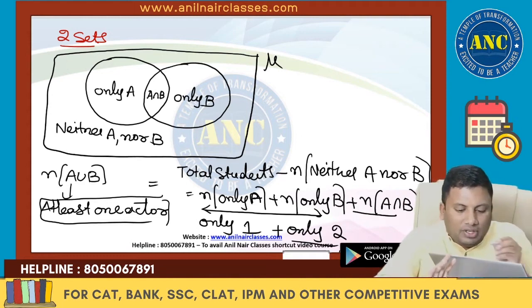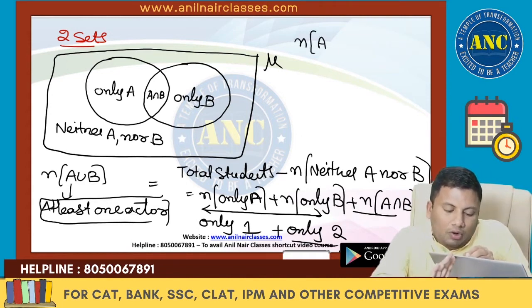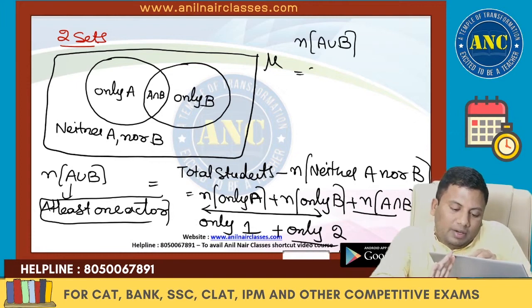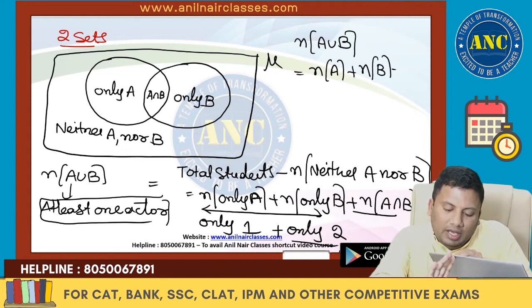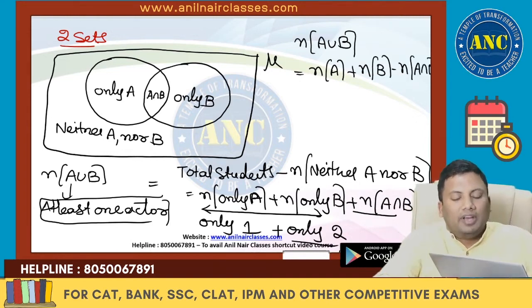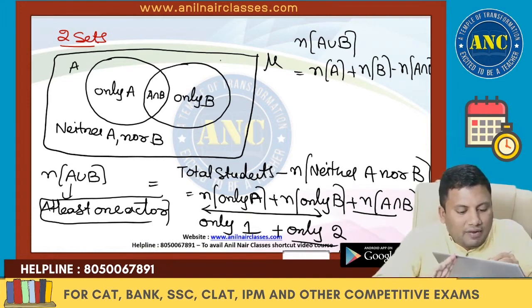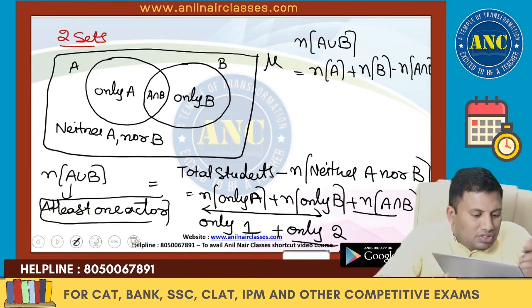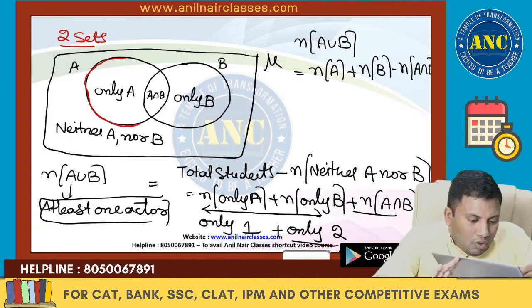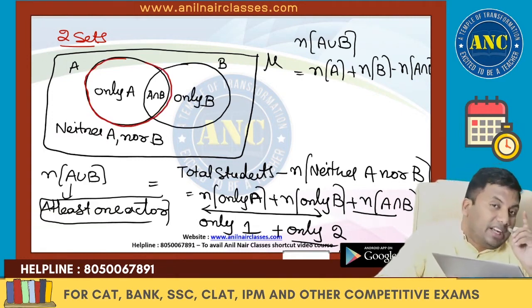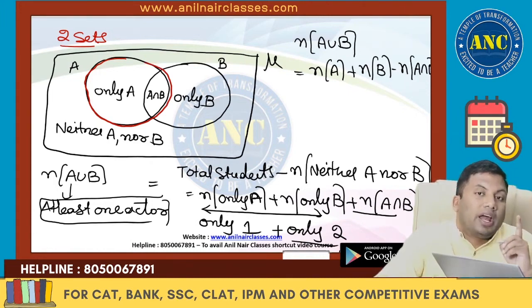But the fundamental principle of inclusion says N of A union B is also nothing but N of A plus N of B minus N of A intersection B. From where did you get this? This is A. This is B. What is N of A? It is the number of students who like actor A.